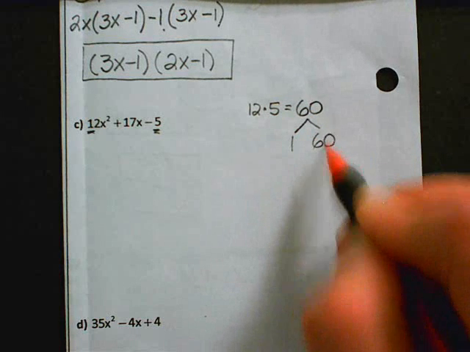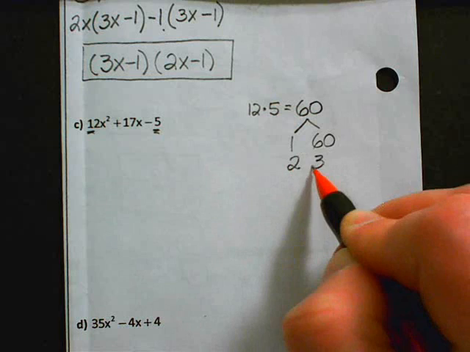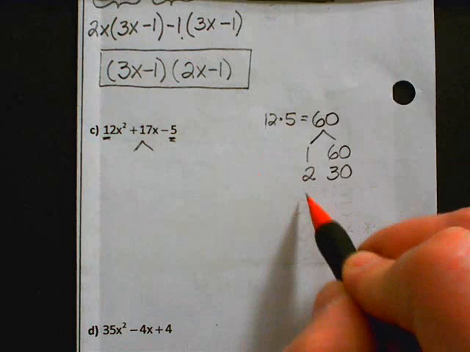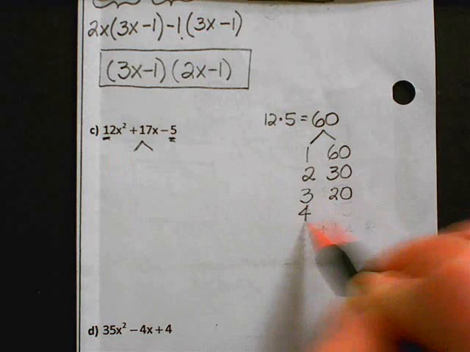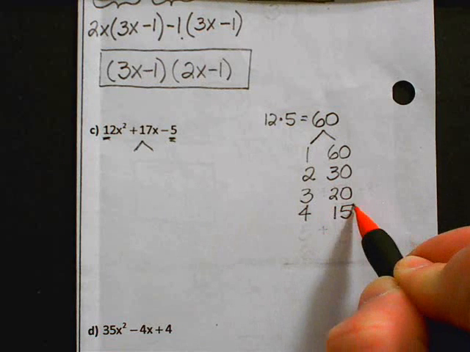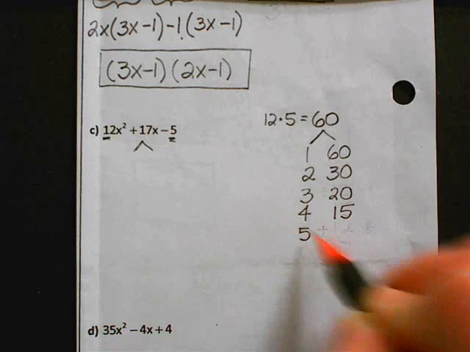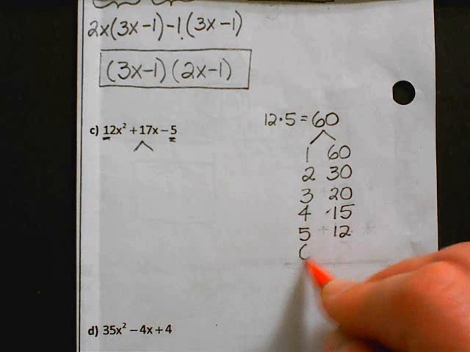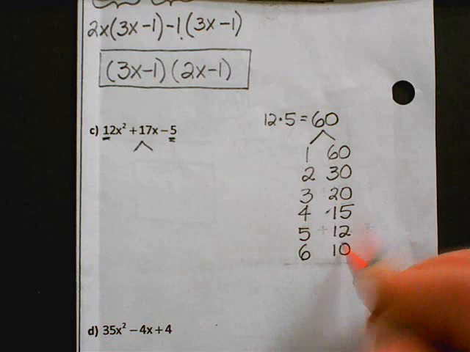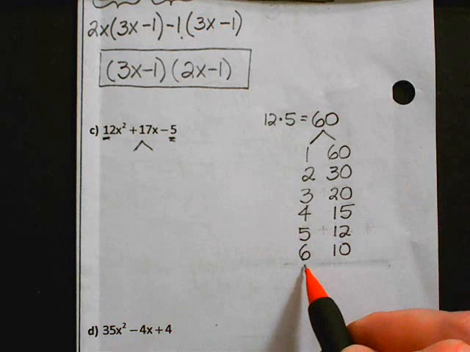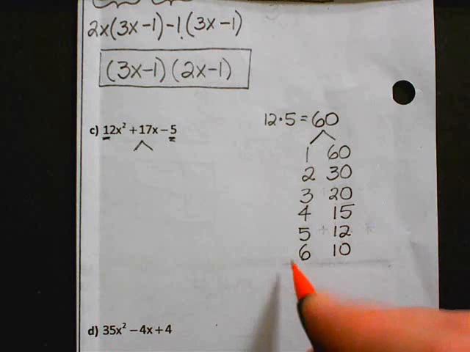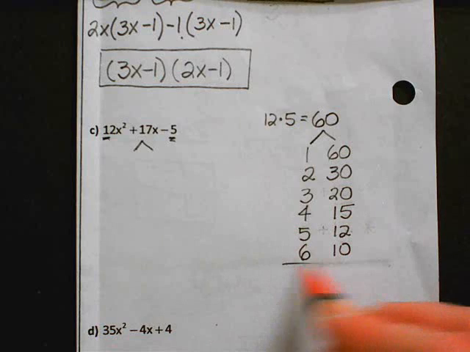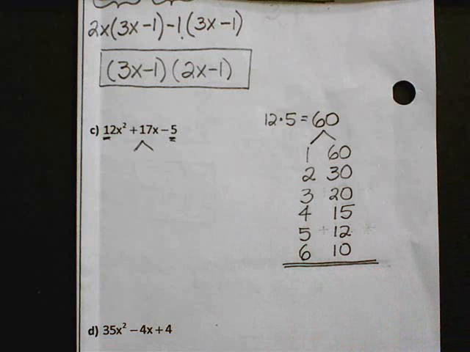So 1 and 60, 2 and 30, 3 and 20, 4 and 15, 5 and 12, 6 and 10. Now number 7 does not go into 60, number 8 does not go into 60, number 9 does not go into 60, and then the next number will be 10, but 10 is already part of the group, so we're done with our list.